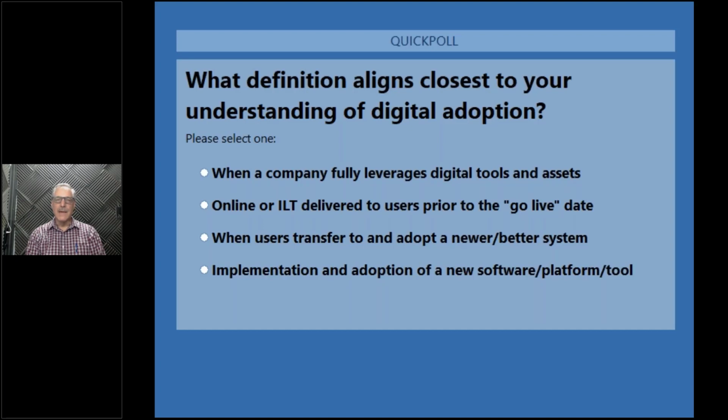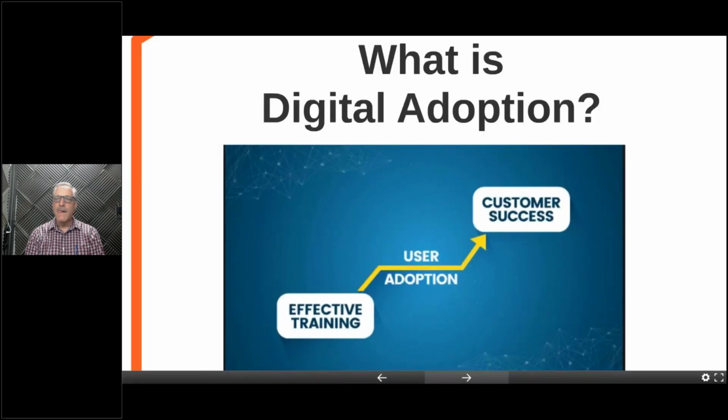There's obviously some overlap in these definitions, but I want to get a sense of what your perspective is from a holistic perspective of digital adoption. Because in reality, digital adoption is beyond just systems training, but that's what we're going to talk about. All right, so it looks like most people have voted. I'll go ahead and close this out and show those results.